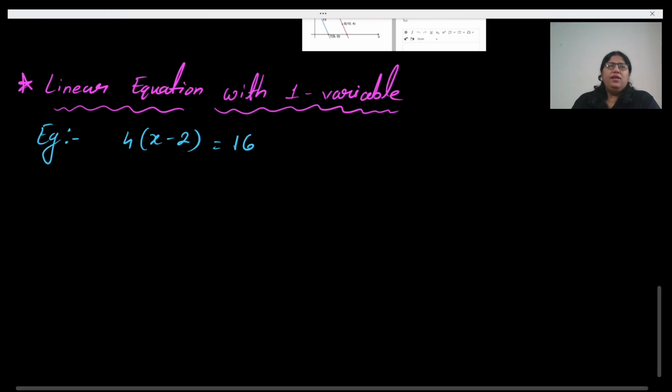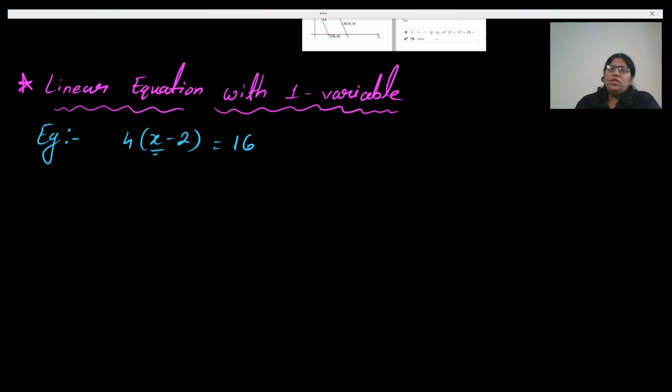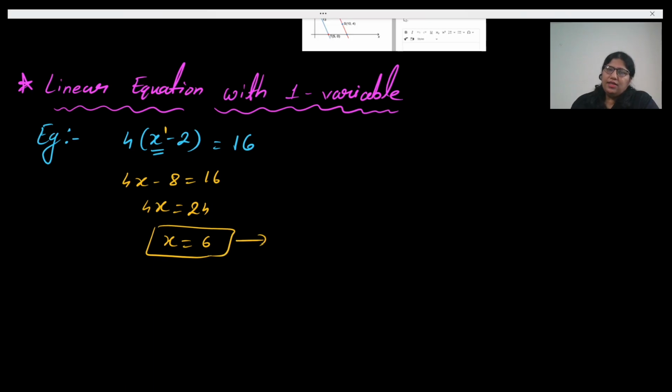Now, if I take a linear equation with one variable, you see the variable is x and the highest power here is 1. So we call it a linear equation with one variable. Now, if I simplify this, I get 4x equals 24, so x equals 6. So we are getting a specific value which satisfies this equation. If I substitute x as 6 back, then 6 minus 2 is 4, 4 times 4 is 16.